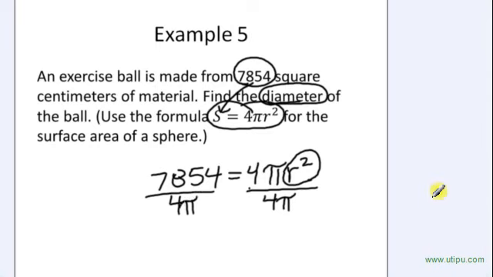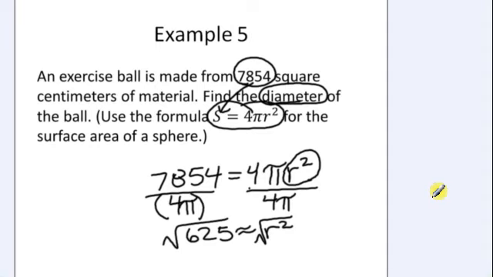And on my calculator then, I want to put in the quantity of 7,854 divided by, and then I would need parentheses 4 pi, so that it will divide by both the 4 and the pi. And I get about 625. And so to solve for r, I need to get rid of the squared. Inverse operation, take the square root of both sides. Square root of 625 is 25. So the radius is about 25 centimeters.